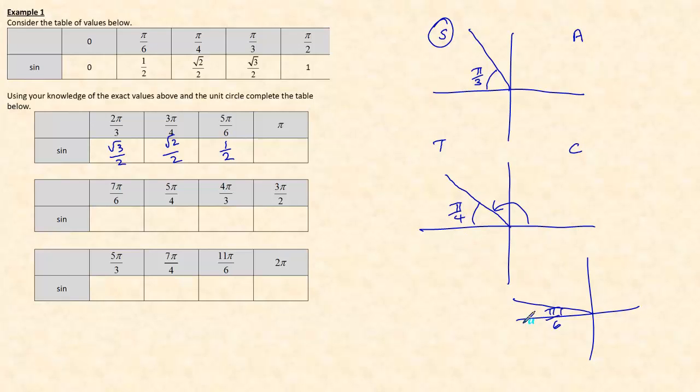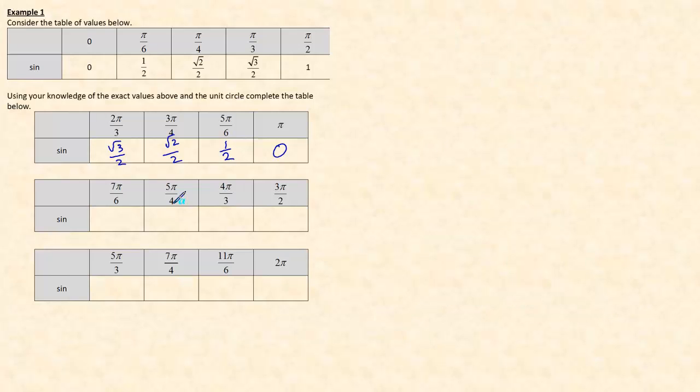And then sine of pi, well, if we think about pi, so that's going to be here. And the coordinates of this point on the unit circle are -1 and 0. The sine is always the y coordinate, so sine of pi is 0. So we're now moving into the third quadrant. So we know that's the t quadrant, so the signs are going to be negative here. 7 pi by 6 is here, so the acute angle is pi by 6. So this one is going to be -1/2 because it's in the t quadrant.